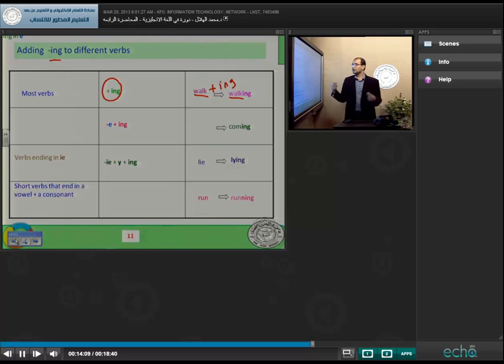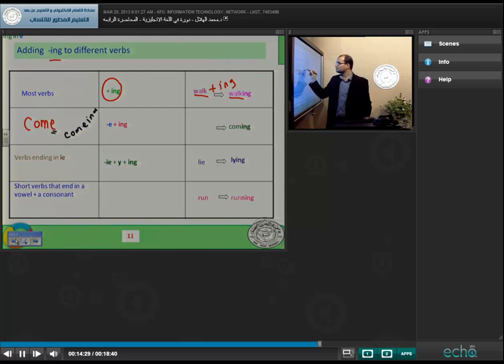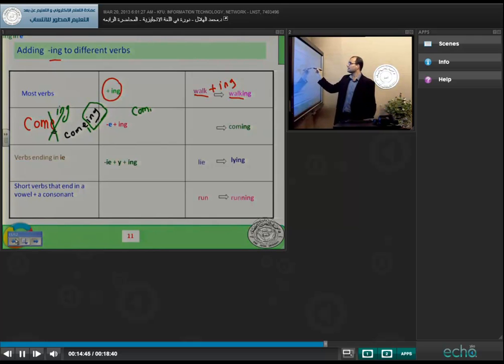Now, why are we doing this? Because sometimes we have some verbs like the verb come, and those verbs originally contain an e at the end. So what we need to understand is that we cannot just add an ing to the verb which ends in an e. What you do is you cross out this e, then you add your ing form. So a verb like come would become something like coming.